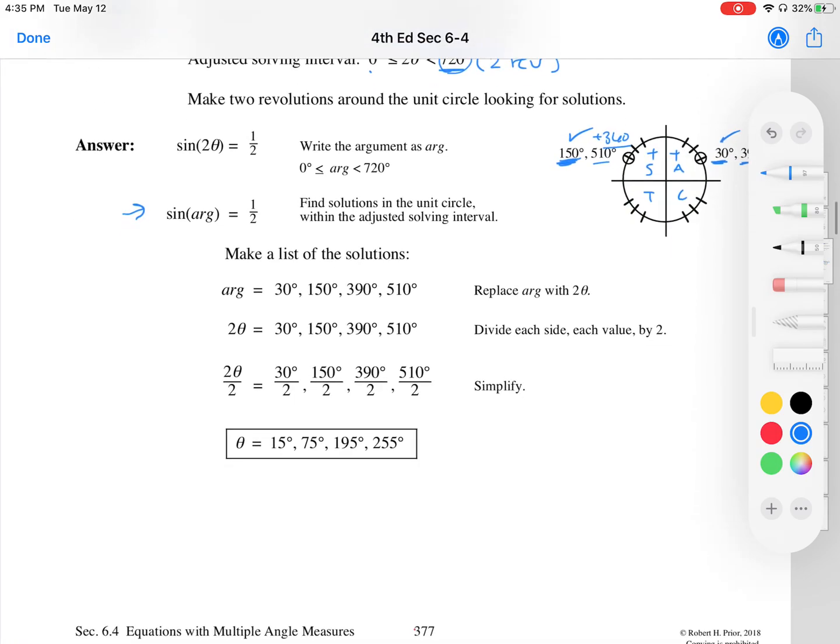Once we have our answers, we're going to change arg to what's actually our argument, to theta. We want to get theta by itself, so you know we have to divide by 2 to get theta by itself. But because fractions and division can be more work, it is the same thing as saying times 1/2. So we multiply everything by 1/2, or divide by 2. So our final answers are theta equal to 15, 75, 185, and 255.